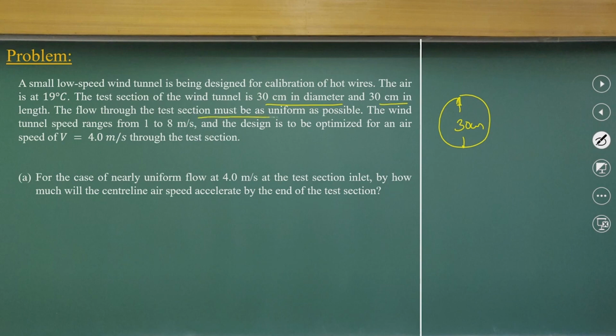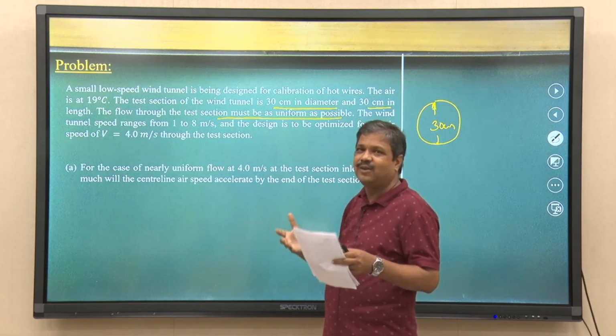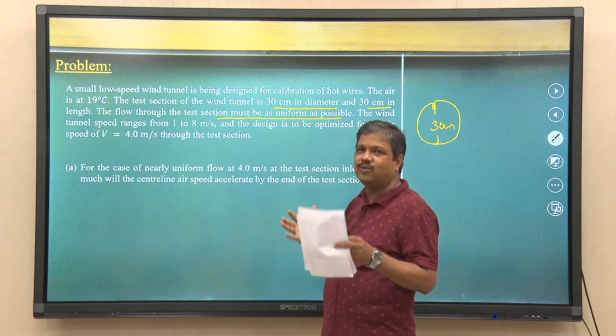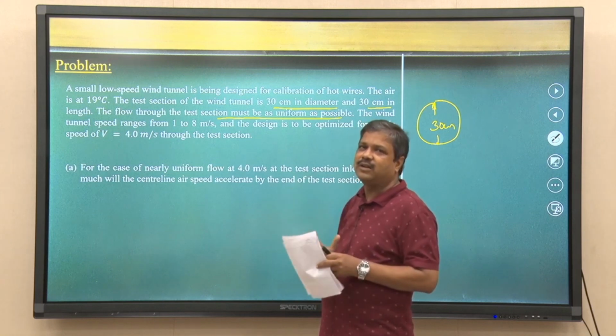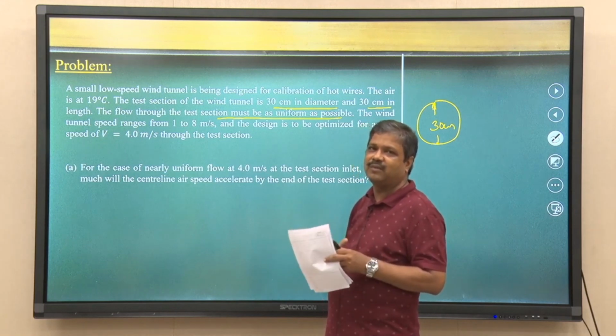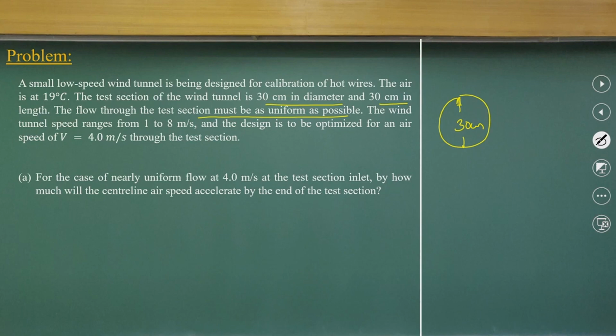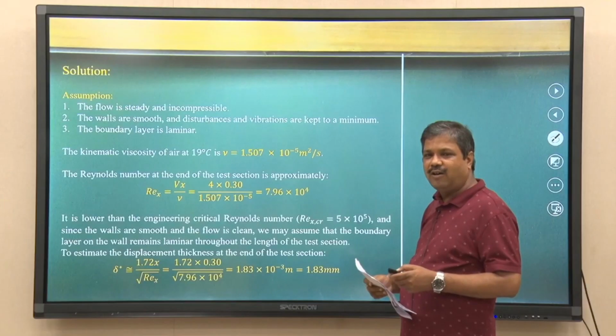The flow through this test section must be uniform, so we have to look at the laminar boundary layer thickness. It should not have turbulent boundary layers, because then we cannot make a test section. So, we will try to make the test section in such a way that laminar boundary conditions prevail, and we also have to look at the amount of thickness, which will be appropriate for the displacement thickness and the boundary layer thickness. With a tunnel speed of 1828 meters per hour and an air speed of 4 meters per second, we need to know how much the centerline air speed will be accelerated by the end of the test section.